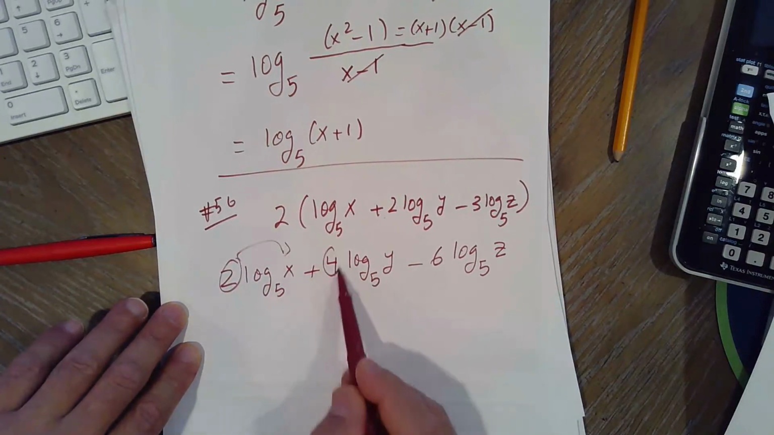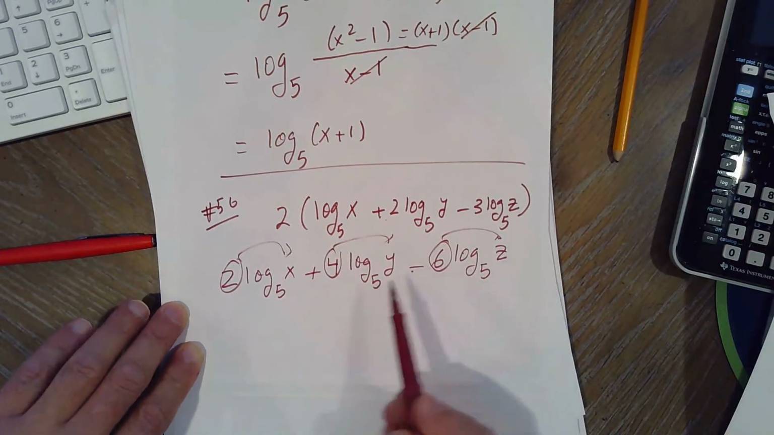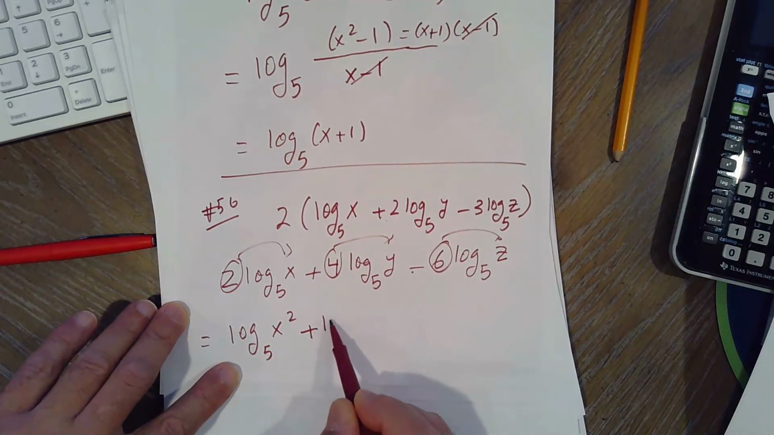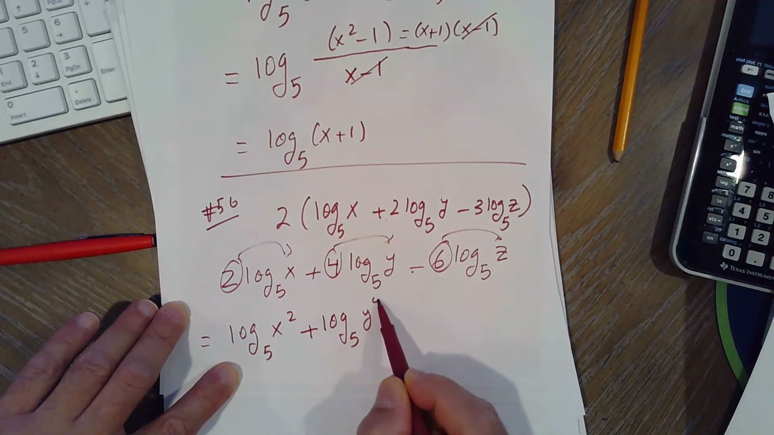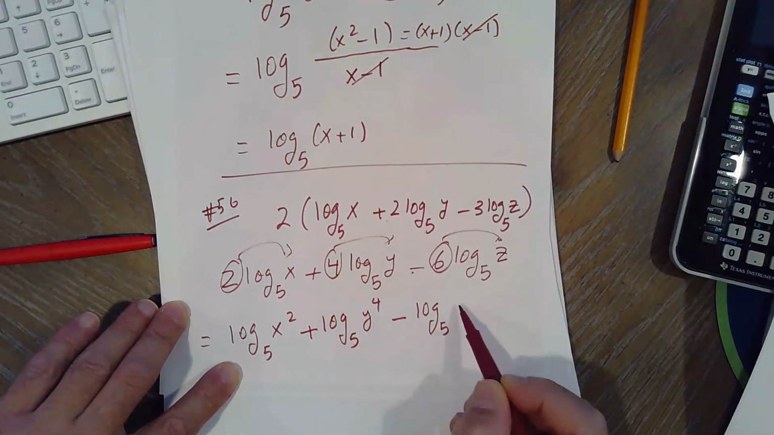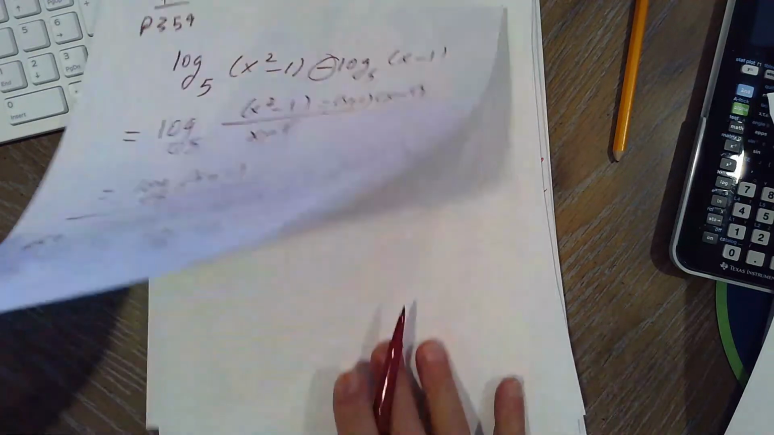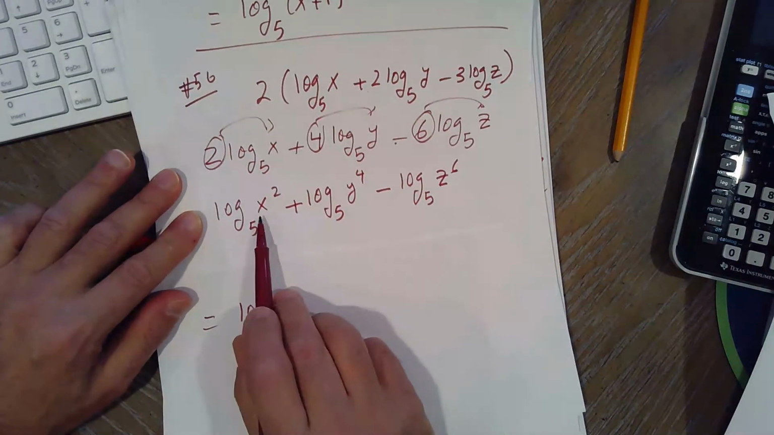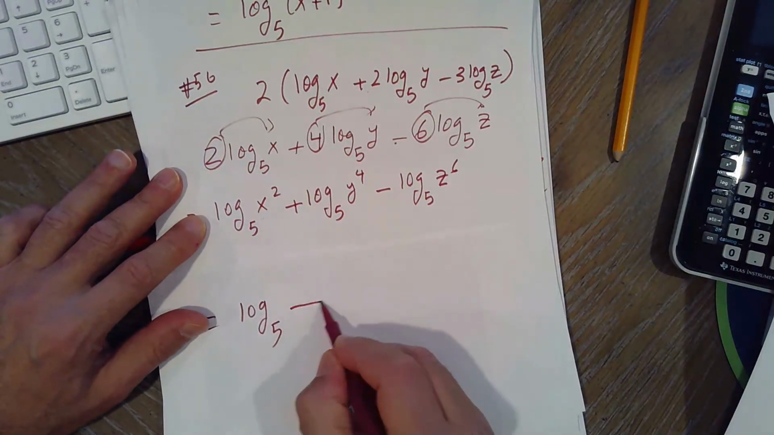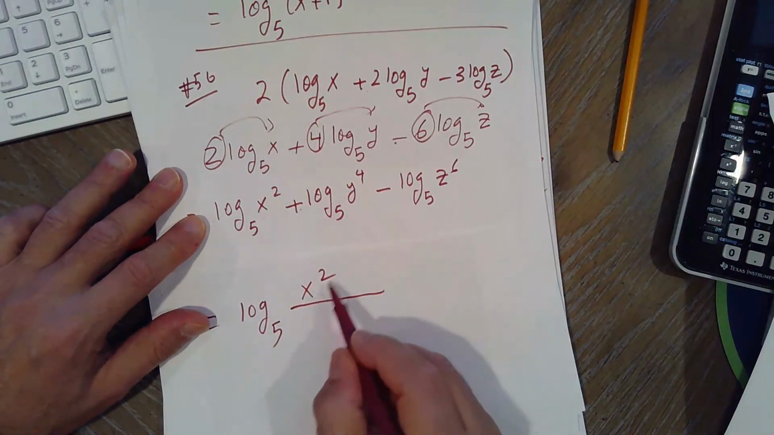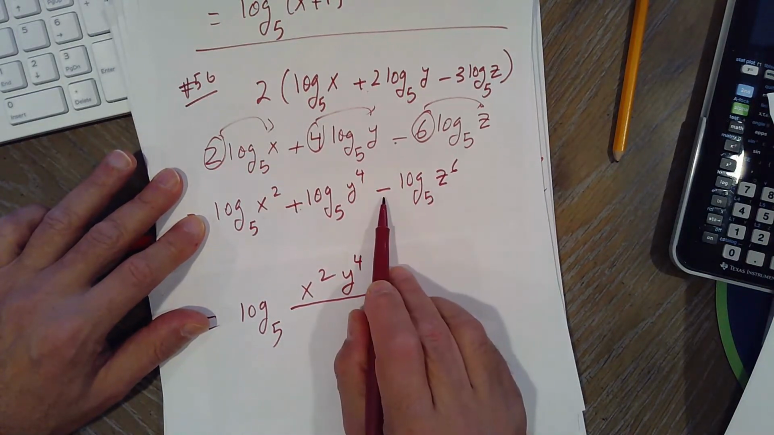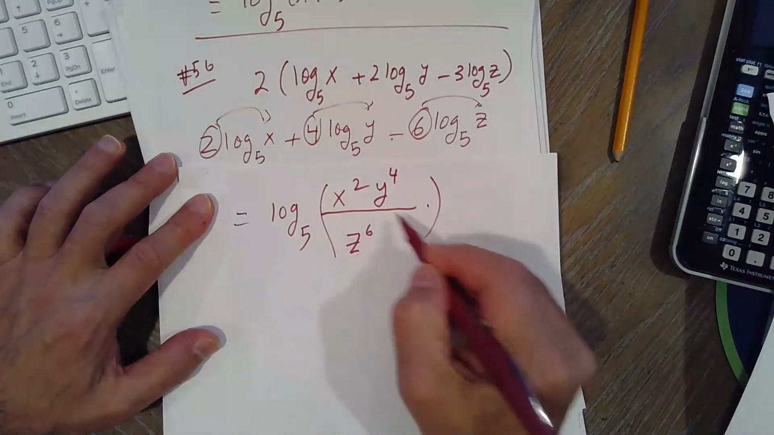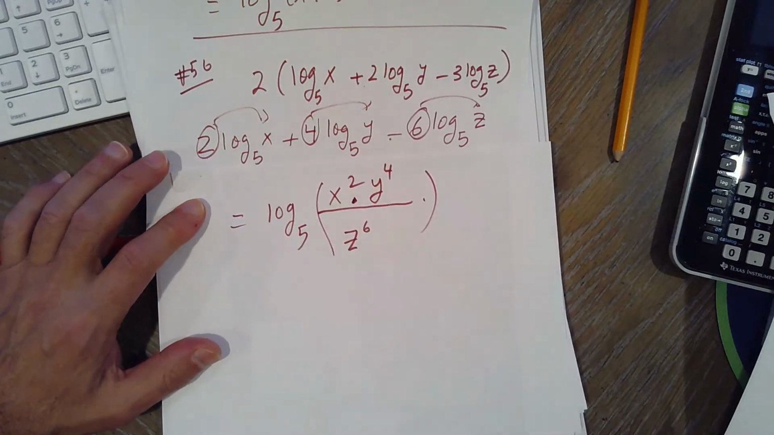Now this has to go back as an exponent. Leave the negative alone. Log base 5 of x squared plus log base 5 of y to the 4 minus log base 5 of z to the 6. And now write it as a single log. Every expression that has a positive in front of the log goes in the numerator. Y to the 4 goes in the numerator. Z to the 6 has a negative. It goes at the bottom because of the quotient rule. Okay, so it's x squared y to the 4 over z to the 6.